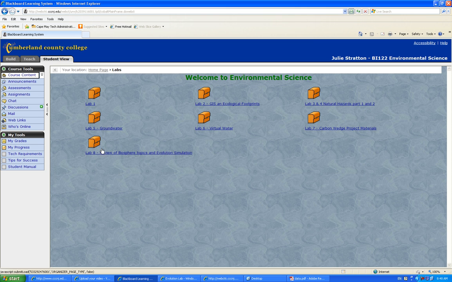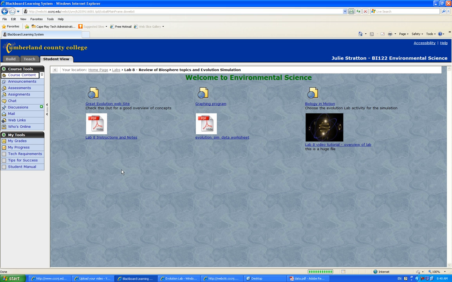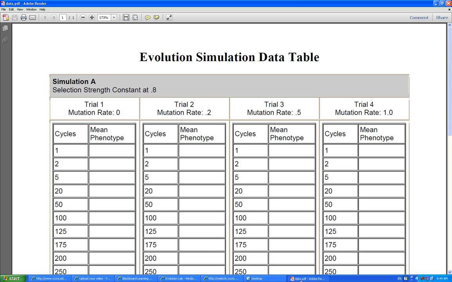Alright, I'm just going to go into the lab, and again you should have the instruction notes handy and you should have the simulation data worksheet handy. Remember, the simulation data worksheet looks like this. You can fill it in by hand as you're running the experiment and then transfer it over to an Excel spreadsheet after.